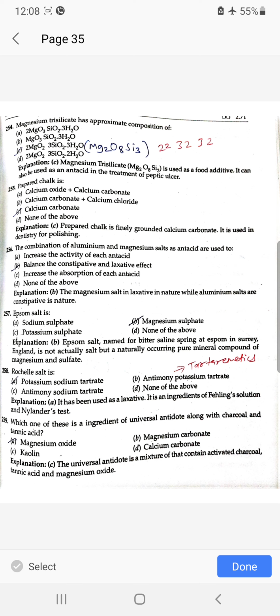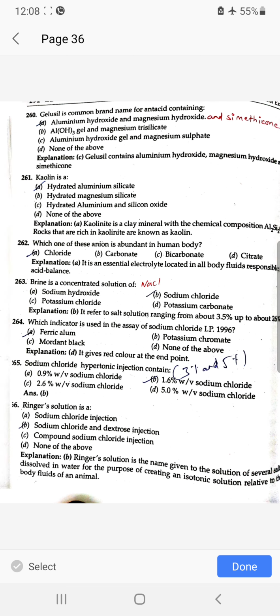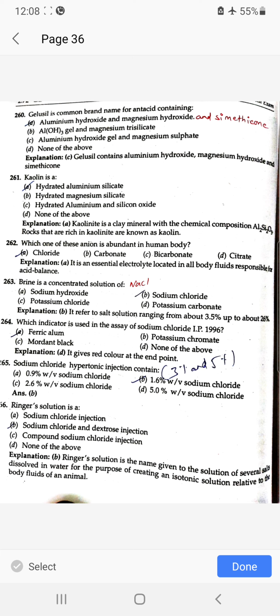Epsom salt is magnesium sulfate. Rochelle salt is potassium sodium tartrate. Which one of these is an ingredient of universal antidote along with charcoal and tannic acid? Magnesium oxide. Gelusil is a common brand name for an antacid containing aluminum hydroxide, magnesium hydroxide and simethicone. Kaolin is a hydrated aluminum silicate.